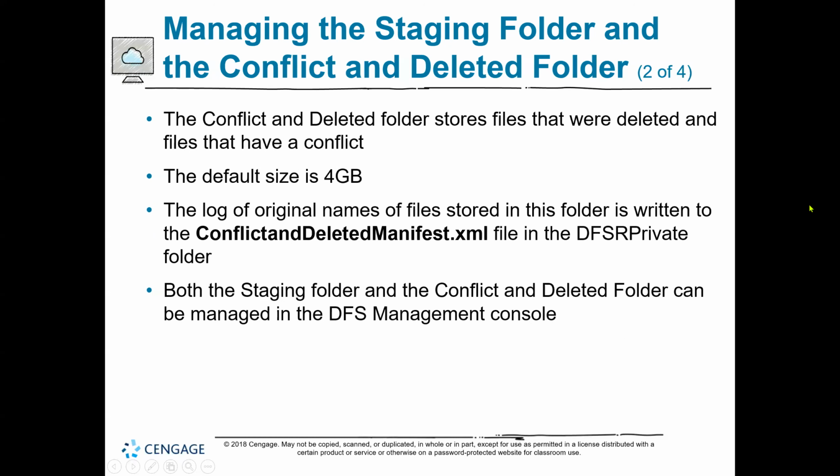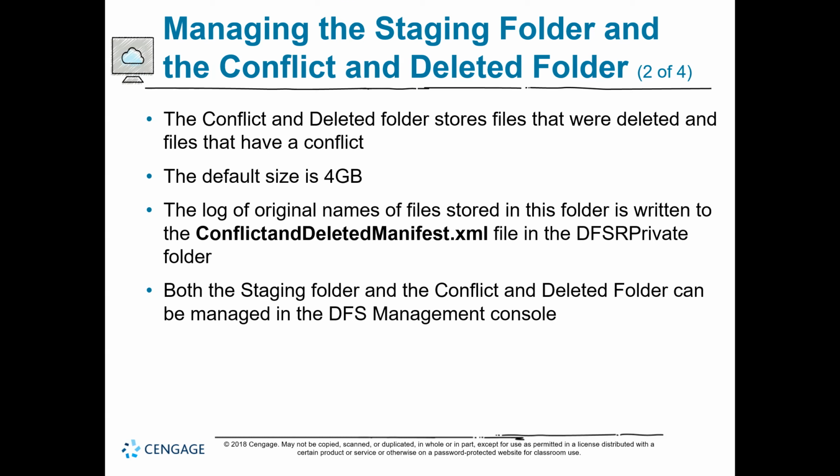The conflict and delete folder stores files that were deleted and files that have a conflict. Again, the default size is 4 gig. The log of original names of files stored in this folder is written to the conflict deleted manifest XML file in the DFSR private folder.